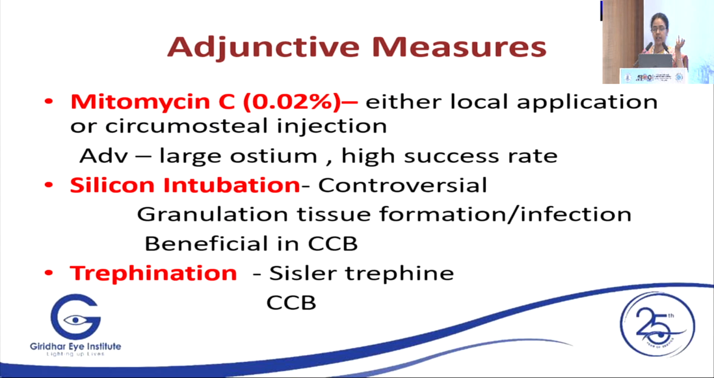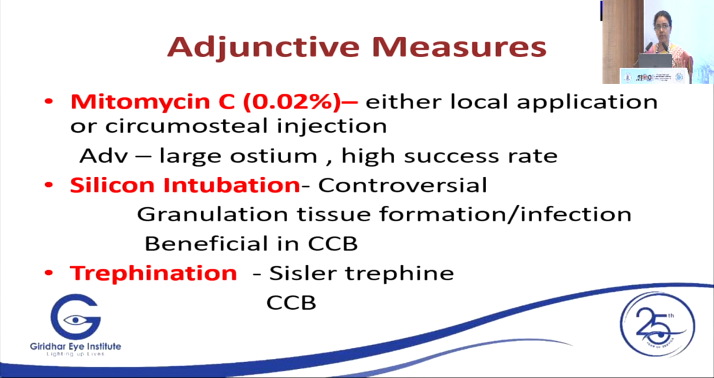Then there are so many adjunctive measures. You can use mitomycin C. Either you can inject it locally or you can apply it topically, for 3 minutes; some people use it for 5 minutes. That is surgeon preference. The advantage is a large ostium and a high success rate.